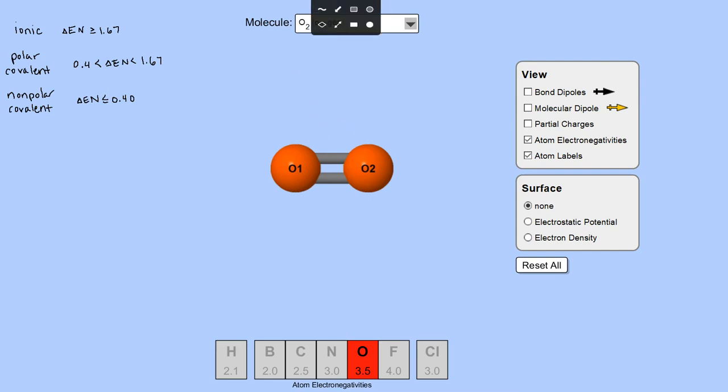Now, I do want to point out that this is a 3D model, and so it's not showing us right now that each of these oxygen atoms is also going to have a lone pair, 2 lone pairs, right? I just want you to keep that in mind, that we still do have our lone pairs here. They're just not being shown in this particular model.